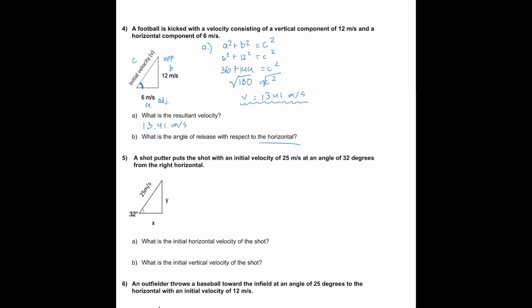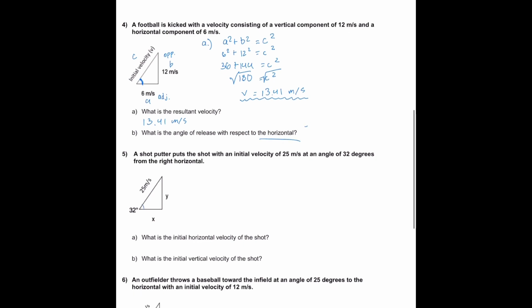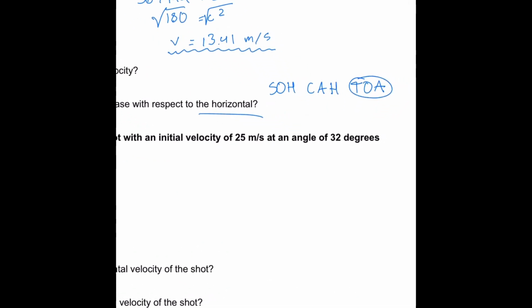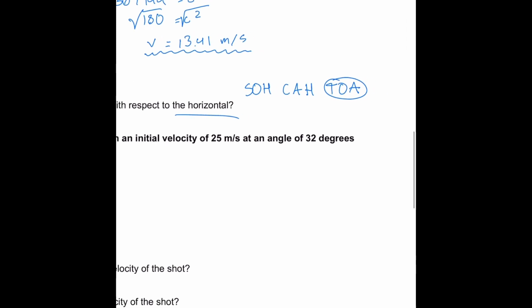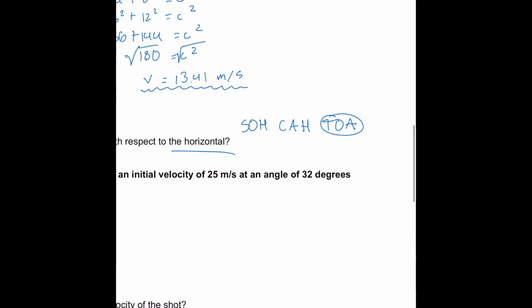SOHCAHTOA, or sine, cosine, tangent. So in this case, TOA: opposite over adjacent. So we're going to be using tangent. Since we are not given the angle, let's go ahead and write it up here. Tangent of the angle is equal to opposite over adjacent.